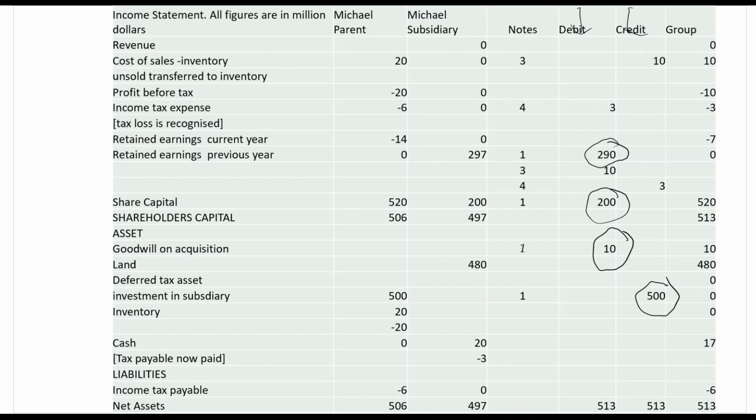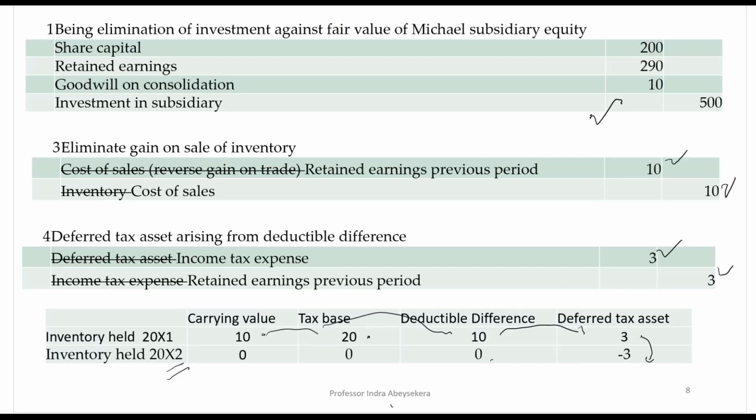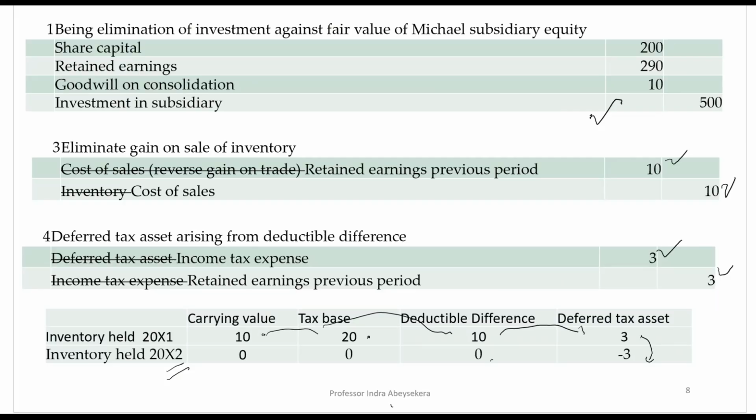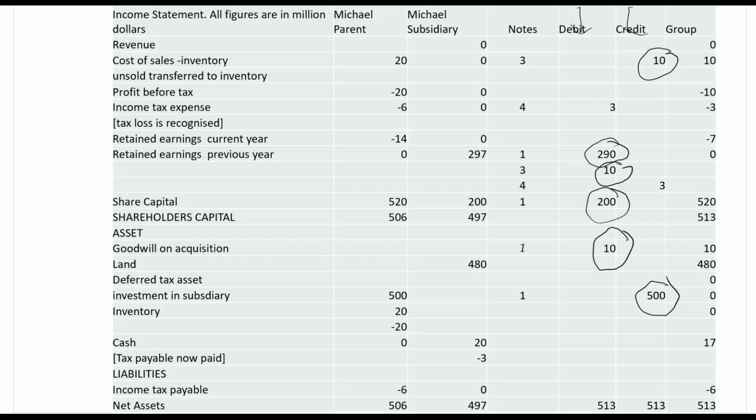Our second journal entry is not relevant because it's a trading transaction, but the third journal entry is to eliminate the gain on sale of inventory. We debit retained earnings and credit cost of sales. Our third journal entry is to debit income tax expense and credit retained earnings previous period.